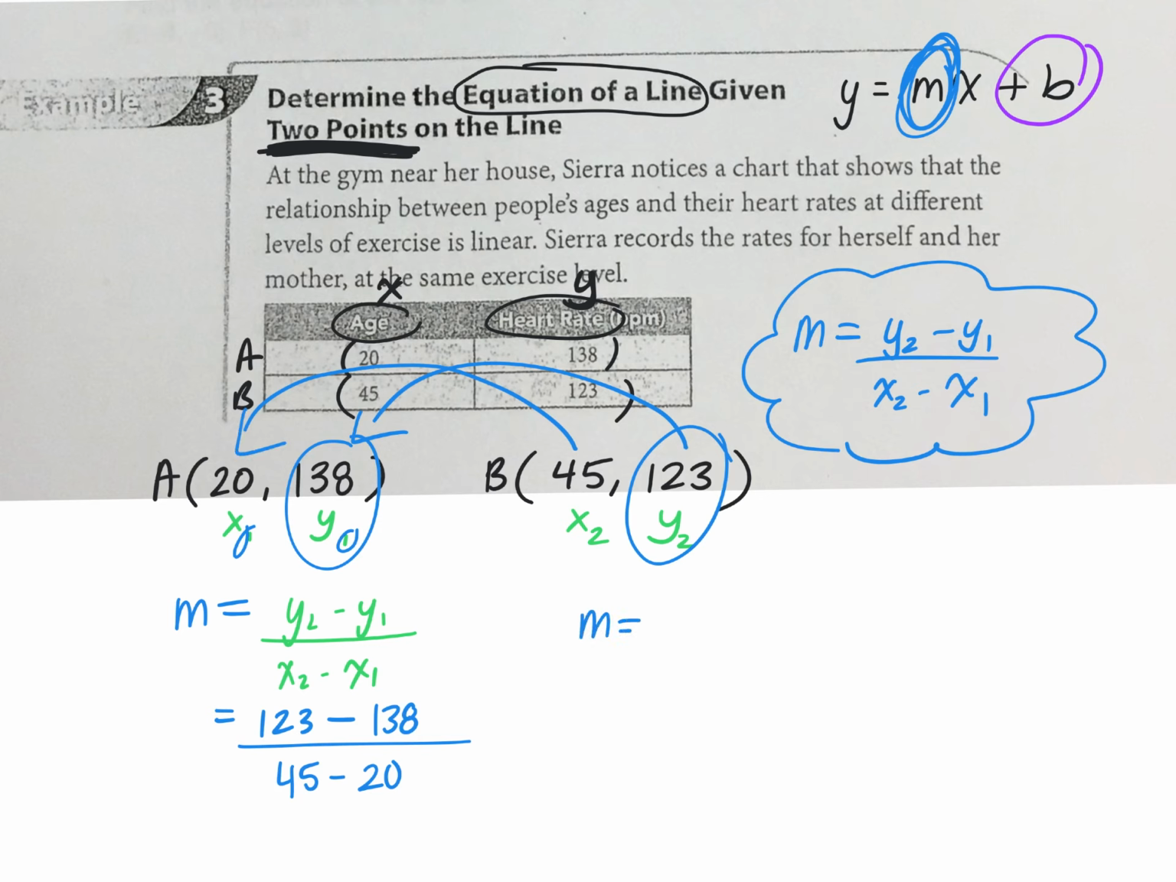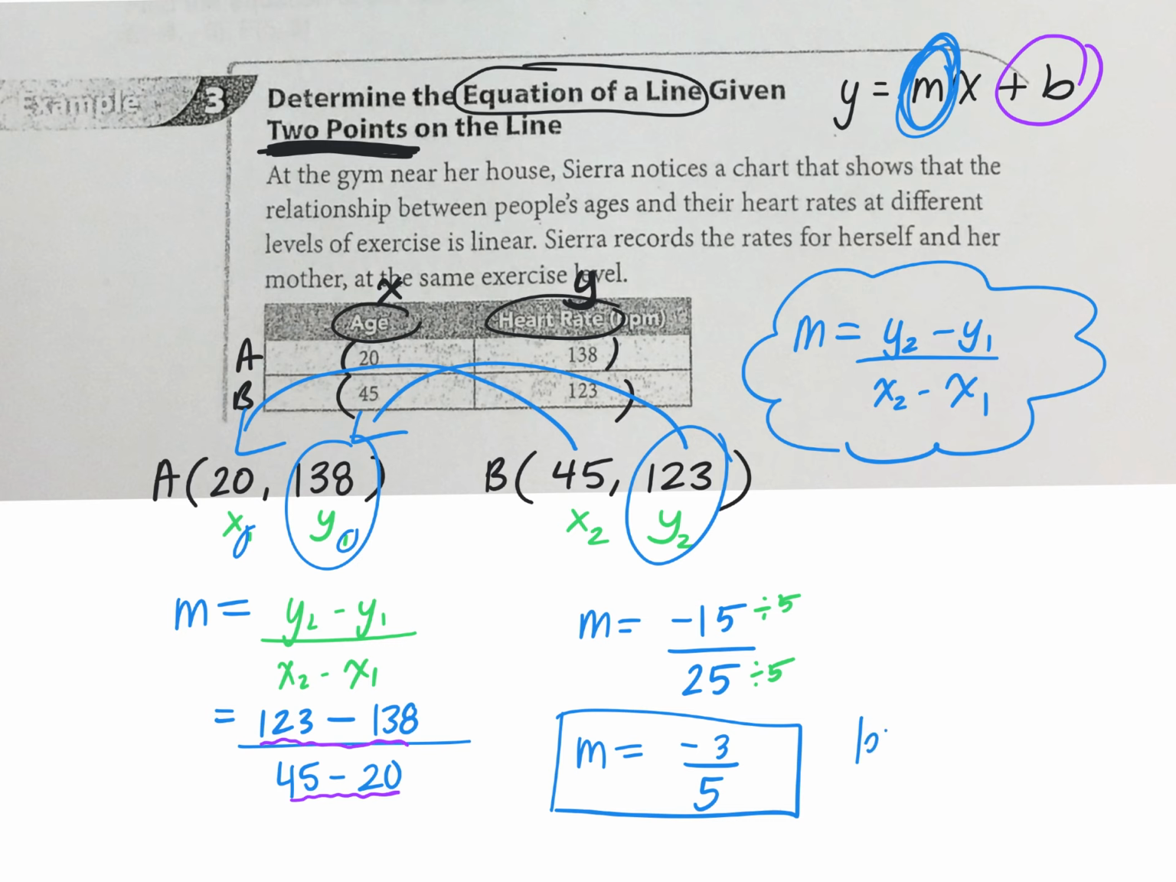So let's simplify. What is 123 take away 138? Negative 15. Over, what's 45 take away 20? Good, 25. We are going to put this in lowest terms, leave it as a fraction. This is divisible by 5, and this is divisible by 5, right? So what's 15 divided by 5? Negative 3 over 25 divided by 5 is 5. That's the slope in lowest terms.